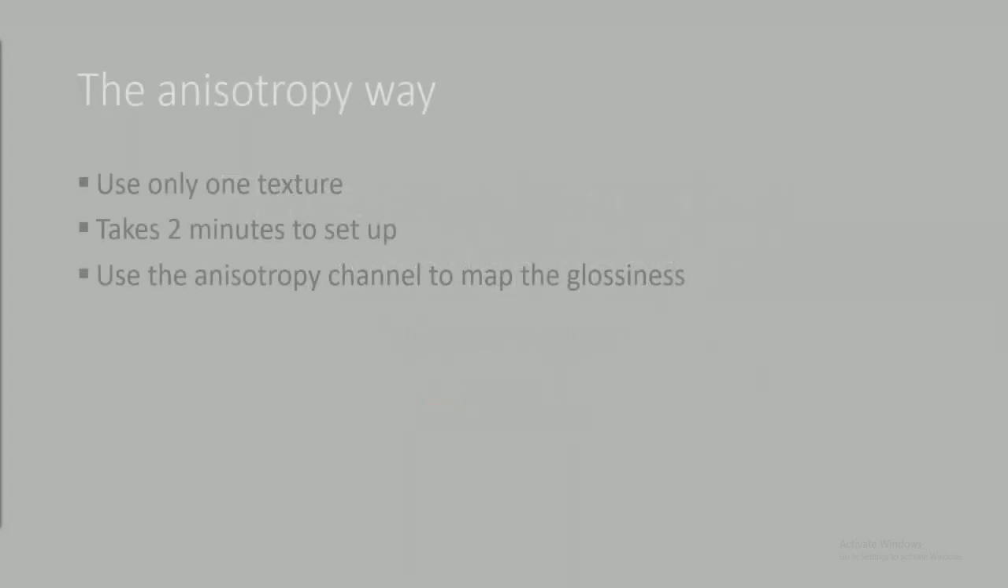First method is gonna be the anisotropy way. This one is by far the easiest, mainly because it uses only one texture and it takes about 2 minutes to set up. The main difference with this technique is that it uses the anisotropy channel to map the glossiness. Now some of you might be familiar with this, but mainly the anisotropy channel is used for metal materials like a cooking pot for example, but in our case we are going to use it to map the glossiness.